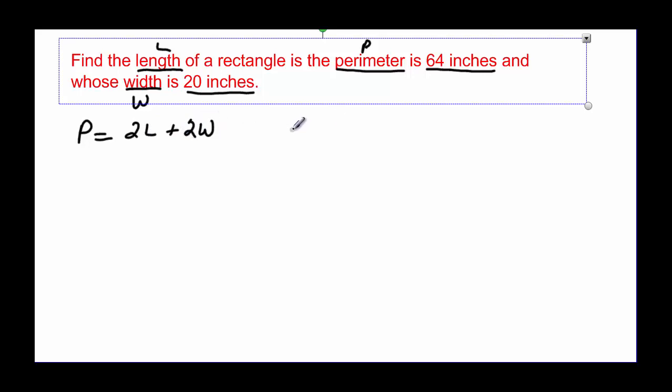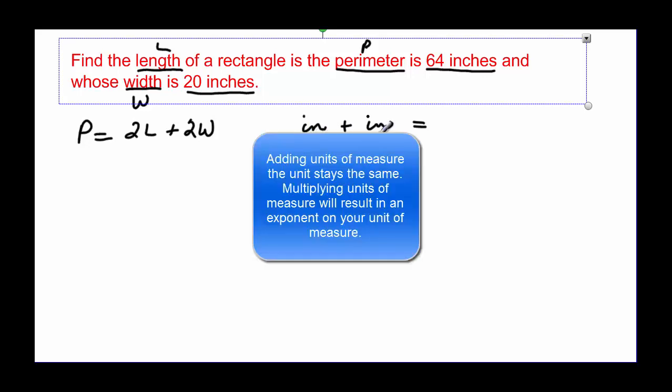Now let's think about this for a minute. We're going to have our length in inches plus our width in inches. And if I add inches and inches, they're the same unit. I'm not multiplying this time, so I don't have factors. This is almost like saying apples plus apples. I'm just totaling my inches. So my unit is going to be inches. When you add and subtract, you keep the unit. If you multiply, you're going to have an exponent on your unit.